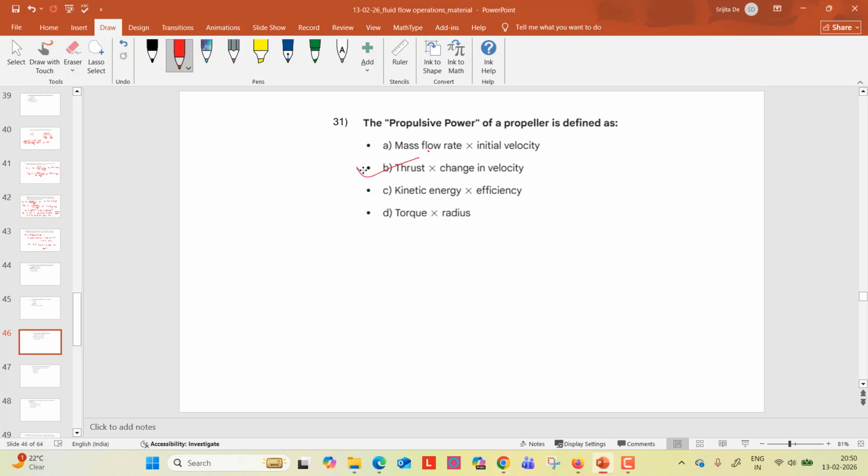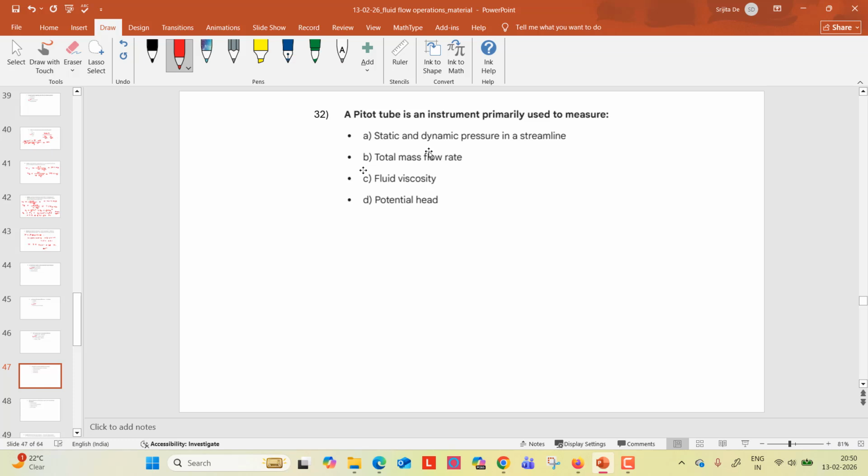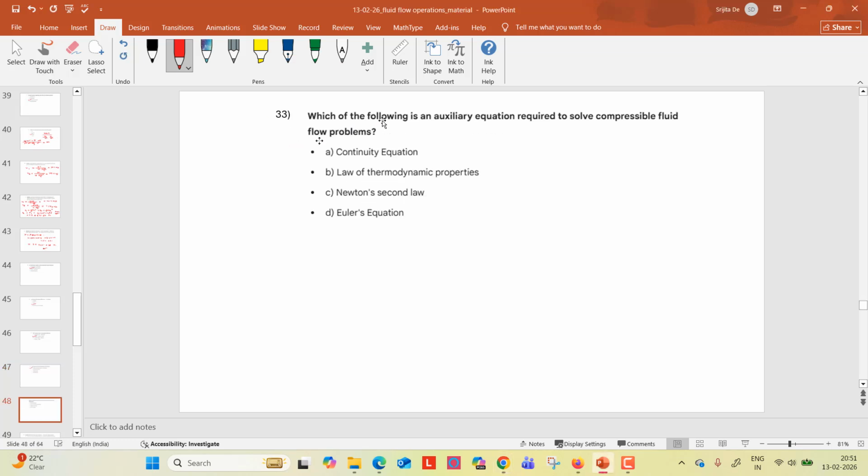Next, a pitot tube is an instrument primarily used to measure the potential head, total mass flow rate, or static and dynamic pressure. It is the static and dynamic pressure, based on Bernoulli's principle in a streamline. Which of the following is an auxiliary equation required to solve compressible fluid problems? It is the law of thermodynamic properties.